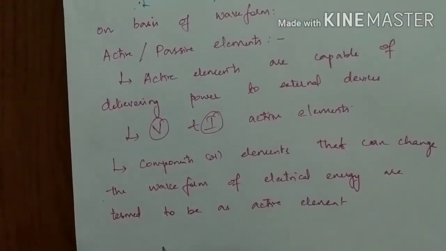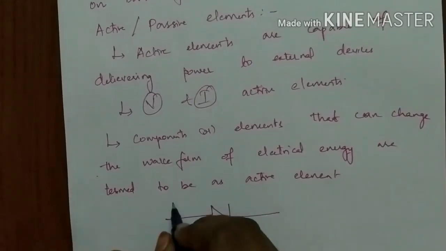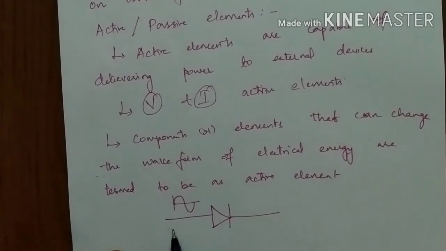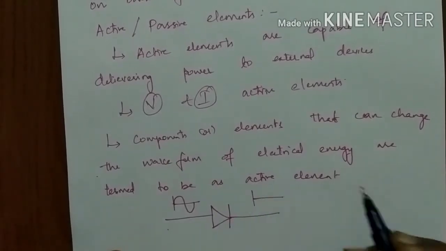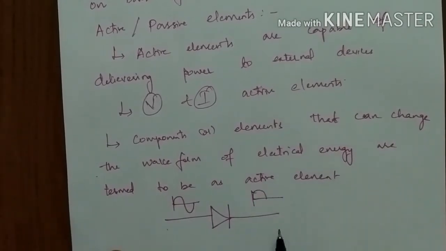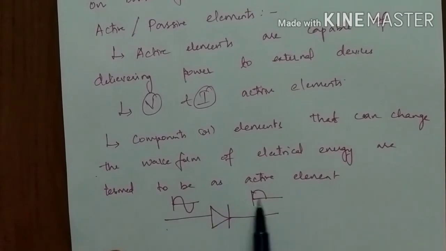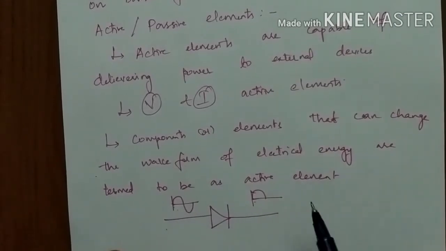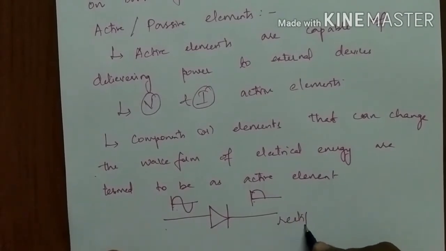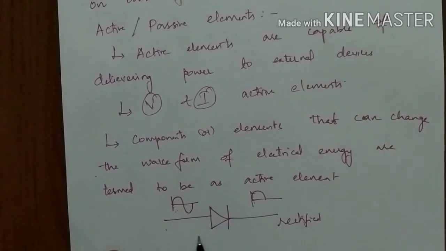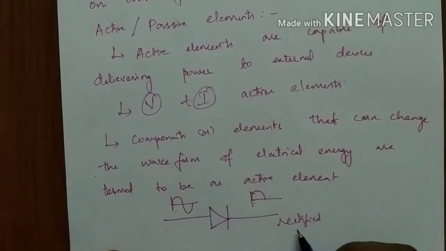For example, if you take a diode, if you are giving a supply to the diode as a sinusoidal waveform, the sinusoidal waveform will be converted into a rectified waveform for one side. Right? It is not the same as the input. Input is sinusoidal, the output is a rectified output for the diode. The waveform of the input energy has been changed. So, this element is termed to be as an active element.